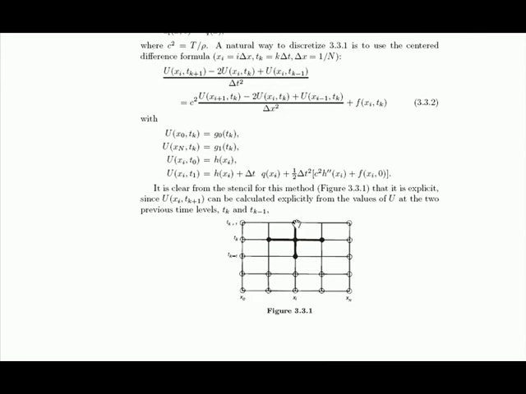We approximate utt by this minus 2 times that plus that over delta t squared. Approximate uxx by this minus 2 times that plus that over delta x squared. And it's a three-level scheme. That is, to calculate u at the level tk plus 1, we need to know it at the two previous levels. Well, the initial conditions tell us the values at t equals 0, but we need to know the values at the first level also, at t equals delta t. And how do we approximate that?